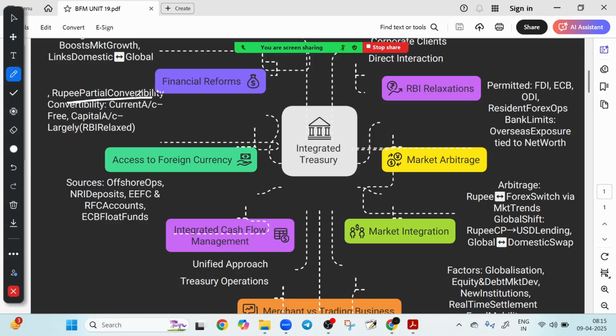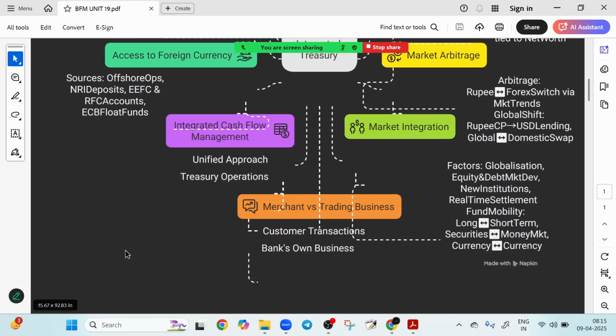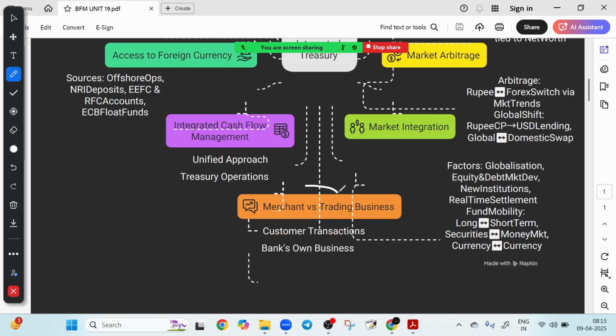So RBI is opening up the treasury for a broader global playground. And if you look at the difference between the merchant and trading business, the treasury strikes a balance between handling customer transactions and managing the bank's own trading strategy. It serves as both service provider and strategist, right? Customer transactions the bank has to handle, and the bank's own business it also has to handle. So there should be a proper balance between these two, and this is what is ensured by the treasury.